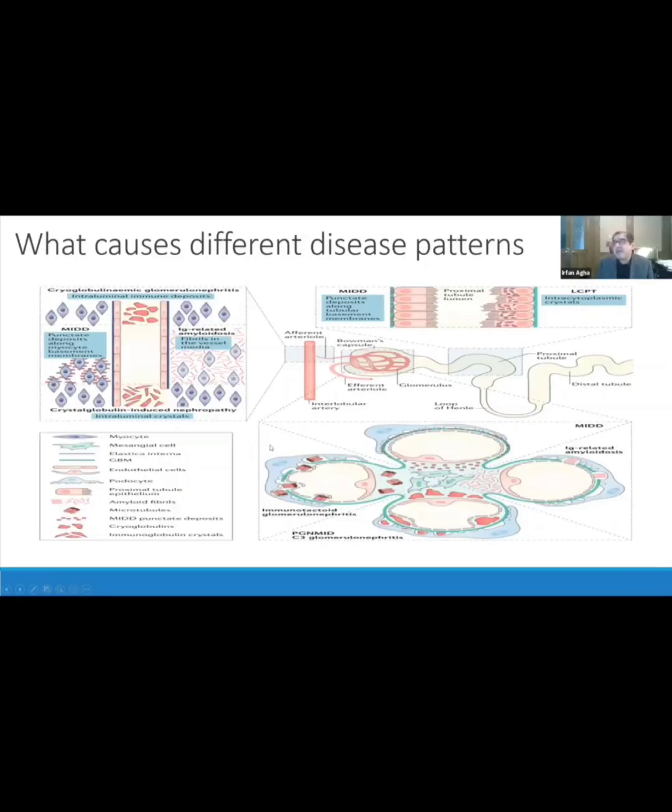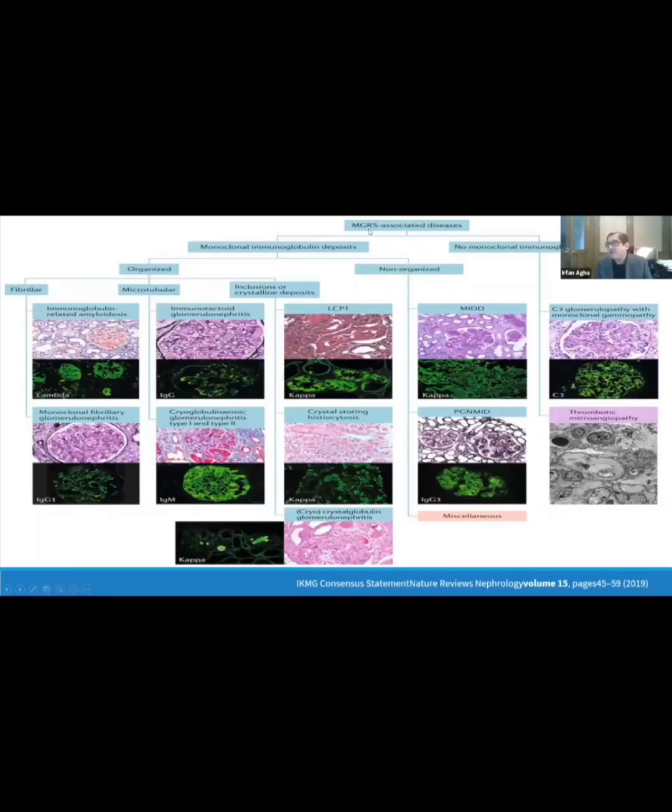So their manifestations would depend on where they are depositing. They can deposit in the blood vessels, they can deposit in the glomerulus, they can deposit in the tubules. And then based on what they're doing, when you have an MGRS-related disease, you look at their deposits. If they're organized and fibrillar, you're looking at some of these diseases. If they're microtubular, you're looking at some of these diseases. And if they've got inclusions of deposits, you've got these diseases. Some of these are rare, some of these are not very rare. Amyloidosis is not rare. Immunotactoid is a little bit of a rare disease.